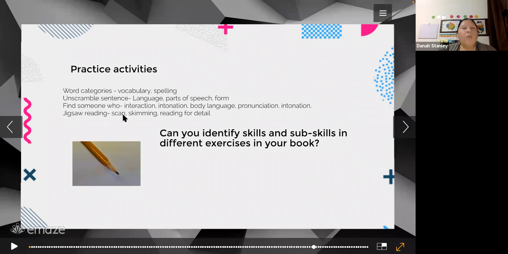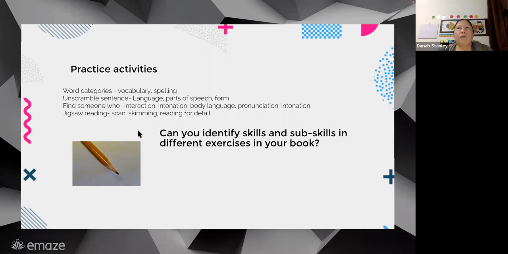Find someone who. You have the questions, they need to find someone else and write the name of the person who has done a specific activity or item. In here, we are promoting speaking sub-skills, interaction, intonation, body language, facial expressions, asking for clarification, extending answers, spelling, writing skills, etc.